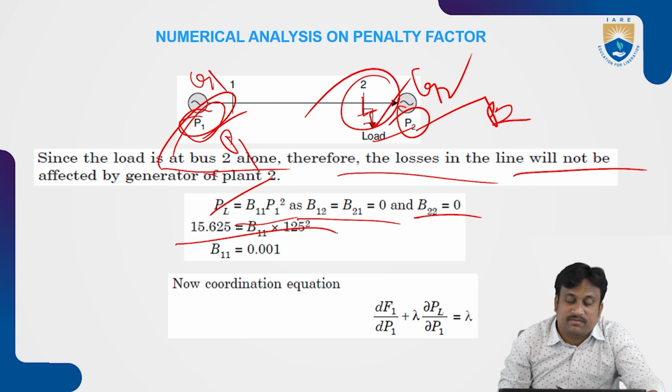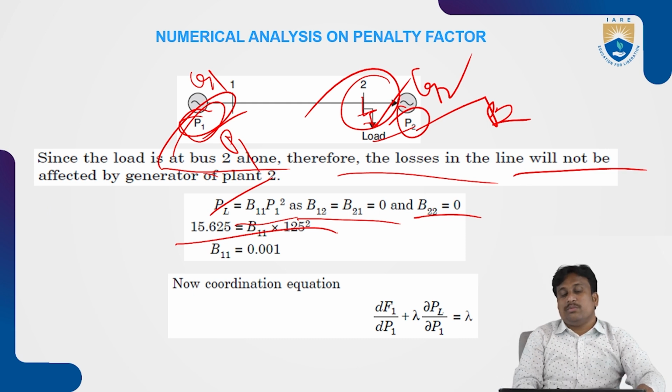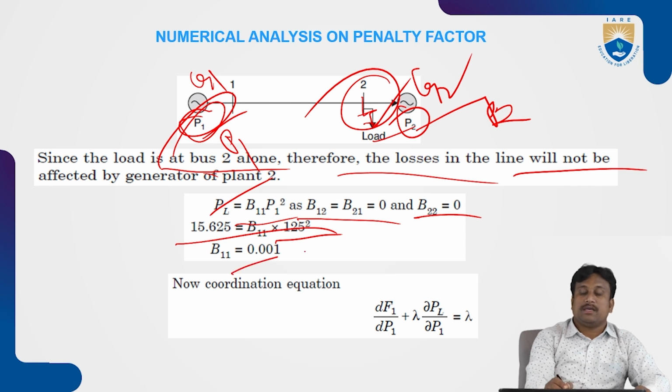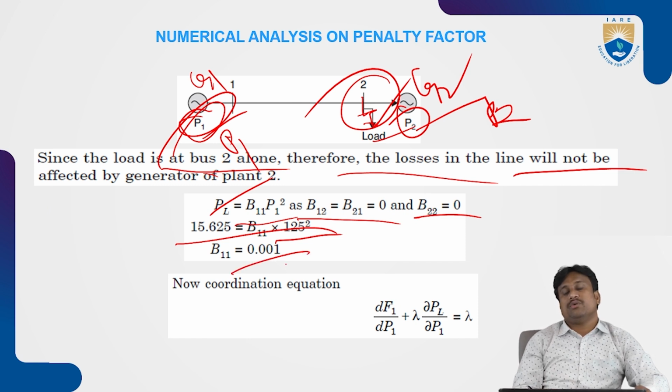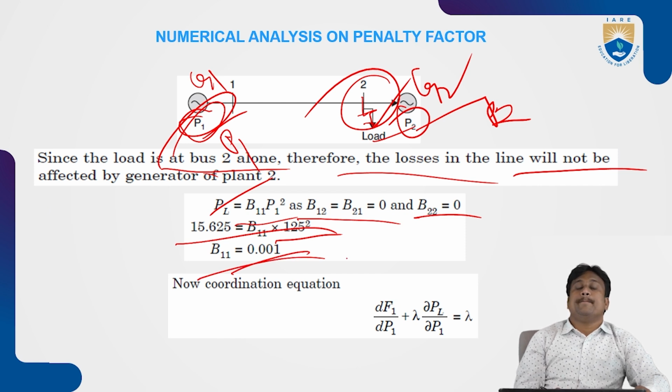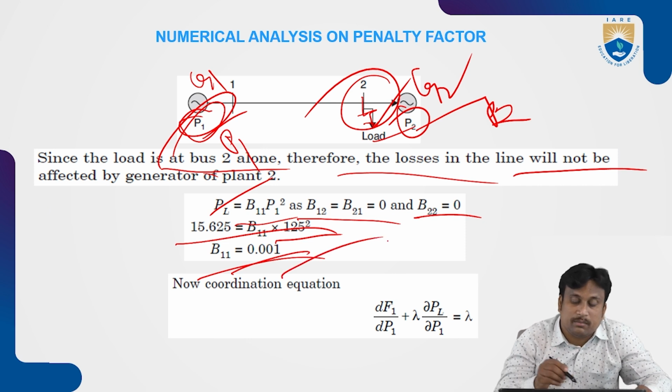Then it becomes 15.625 equals B11 into 125 square. So this may be written as 0.001. This is one of the loss coefficients called B11. Also we know that these loss coefficients can also be called transmission loss coefficients or B coefficients. Like that we may call this combination.